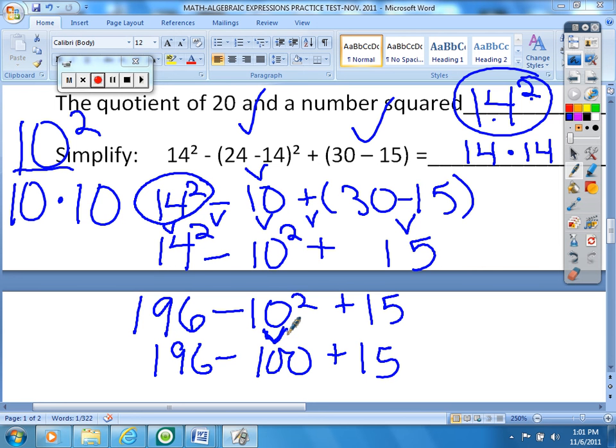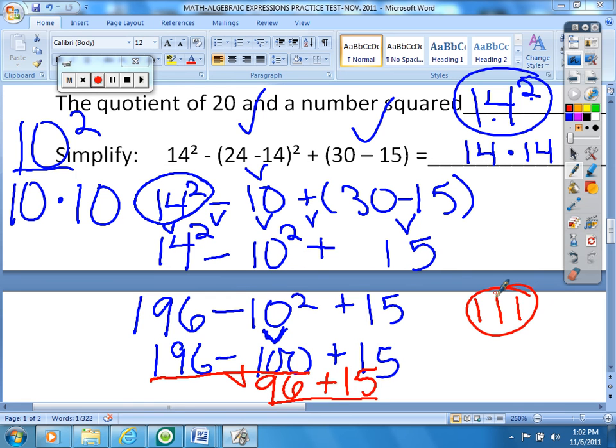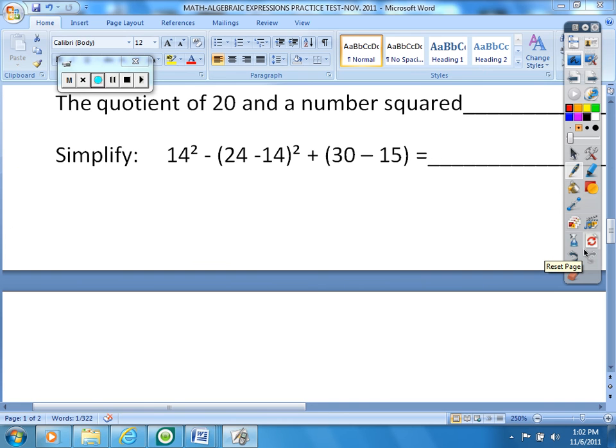I use my PEMDAS rules. I've done all my parentheses, all my exponents. Now do any multiplication or division. I don't have any. So now I go back, I'm running out of room. I do any adding or subtracting as it occurs. So this comes first, that's 96. So I cleared out all this, 96. And now the last thing I'm going to do is 96 plus 15, and that should be 111. Okay? And I hope I didn't make a mistake. I rushed that one pretty quick because I want to get on to my new study guide. All right, but we'll be doing that.